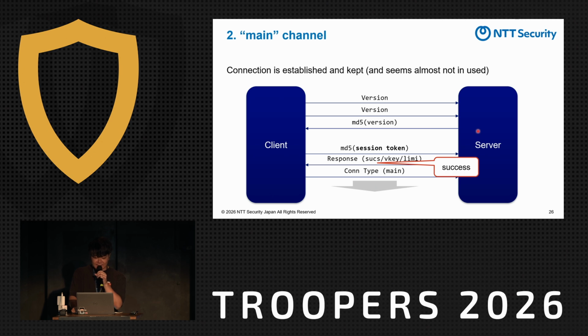Next, the client sends the MD5 hash of the session tokens, and the server performs authentication based on this value. If the authentication is successful, the server returns a response such as success, and the main channel connection is established. This channel connection is maintained over time. However, actual active communication such as command execution and online ping group is primarily handled through the subsequent chan channel.